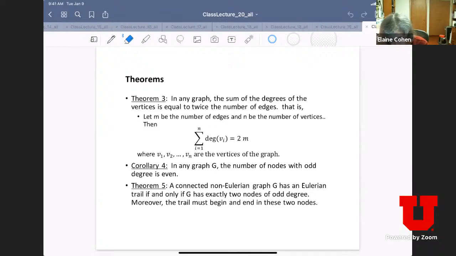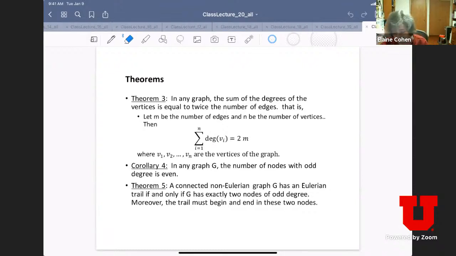Okay, so what is a non-Eulerian graph again? It means that we don't have an Eulerian circuit. There is no way to go through all of the edges exactly once and end up back at the original vertex. So it has an Eulerian trail. What does that mean? It means that we can go from a beginning vertex to an ending vertex that's different and goes through every edge in the graph.